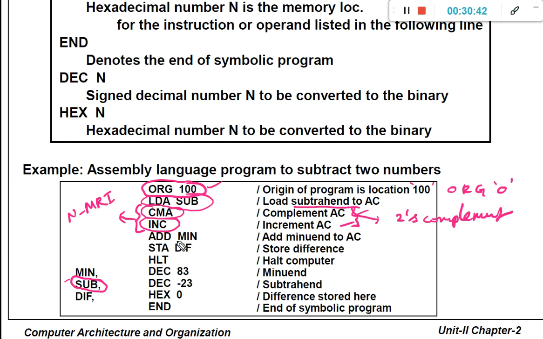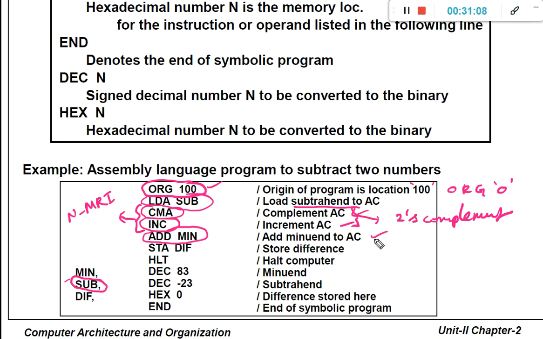So next, coming to the next operation, ADD MIN. ADD MIN means add the minuend to the accumulator register. Okay. So already we converted the subtrahend into 2's complement. Now just adding the content of the minuend to the accumulator register will result in the subtraction operation.